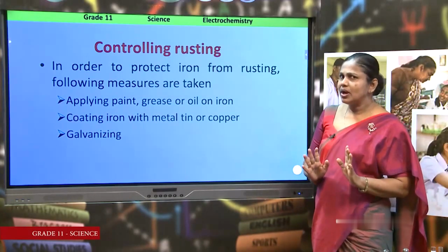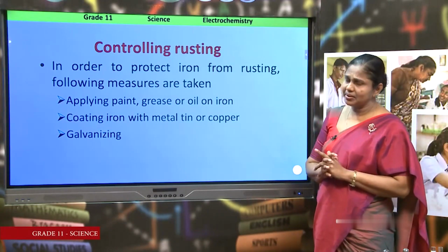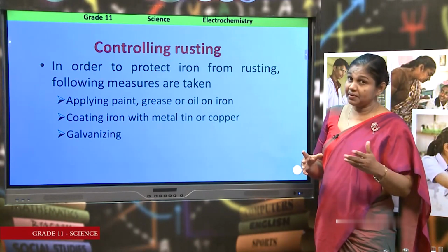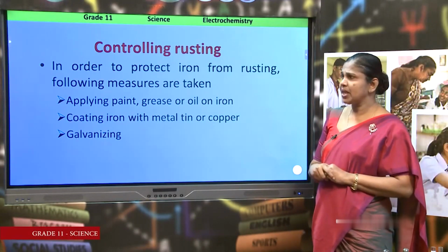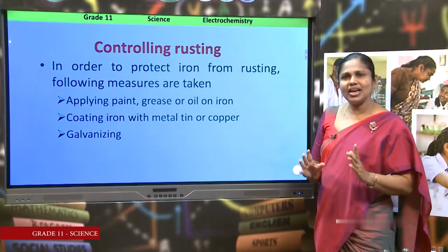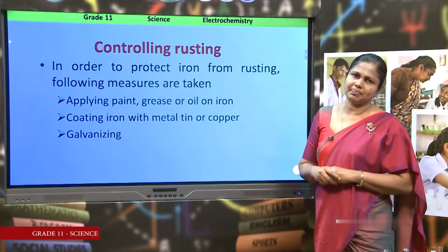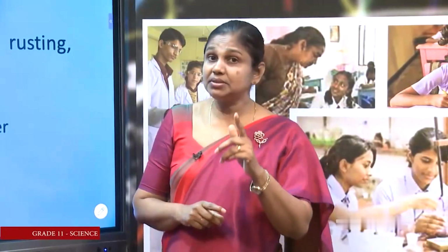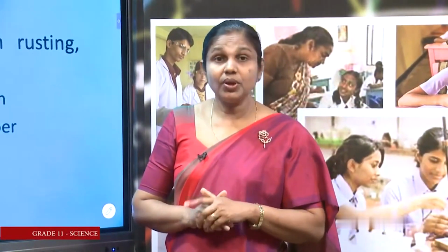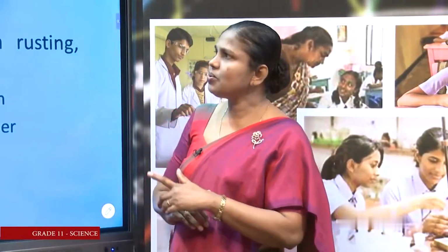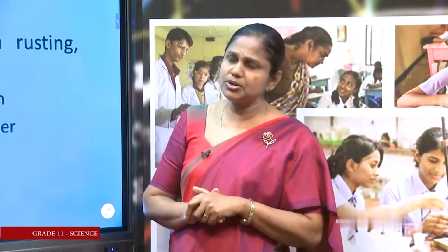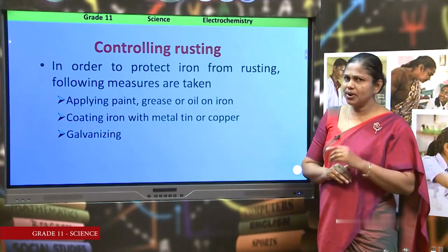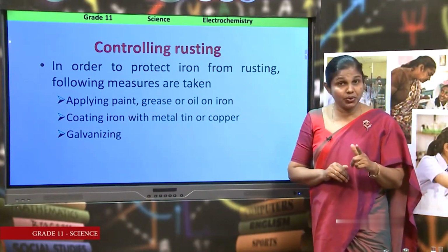Now, we know how rusting occurs, what the essential factors are, and what the other factors affecting rusting are. And also we know rusting is a problem. It's a problematic process. Therefore, we must find steps to control rusting. What are the steps that can be followed to control rusting? Anyway, children, to control rusting, what do we have to do?